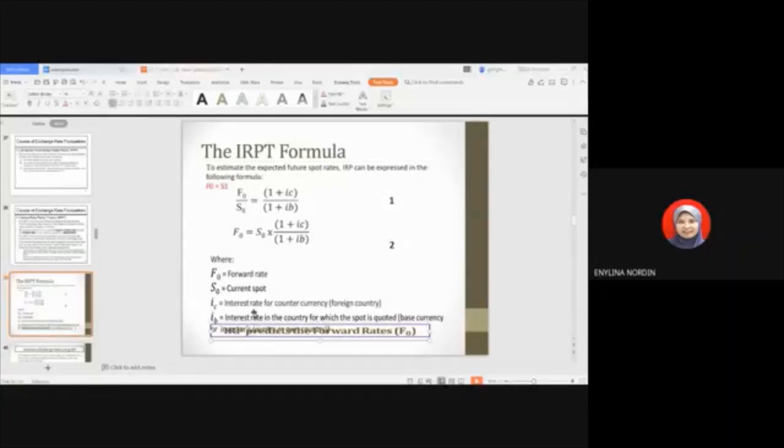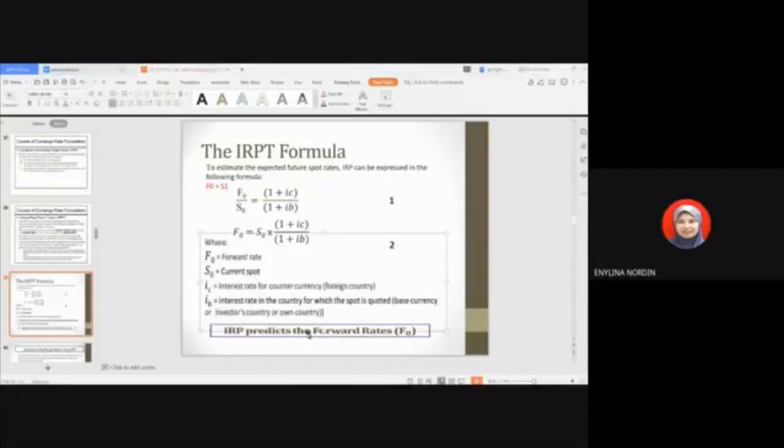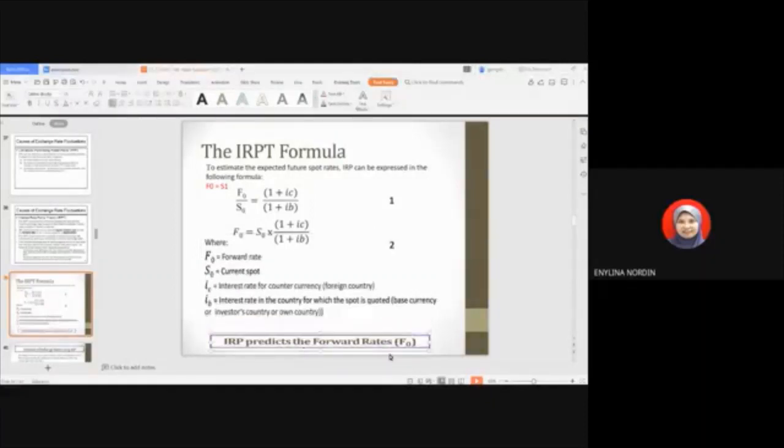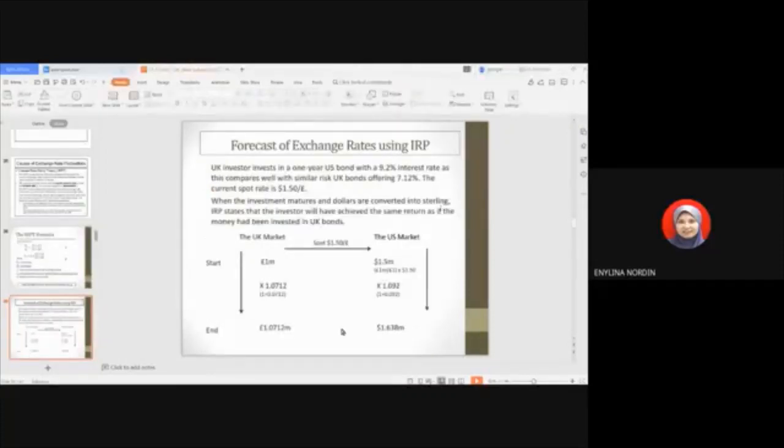Let me move this one upward. So here we can see that the IRP can be used to predict the forward rates, which is the forward rate equals the expected spot rate or future spot rate. All right, so now look at the example here.